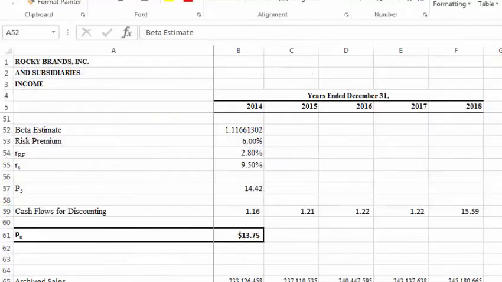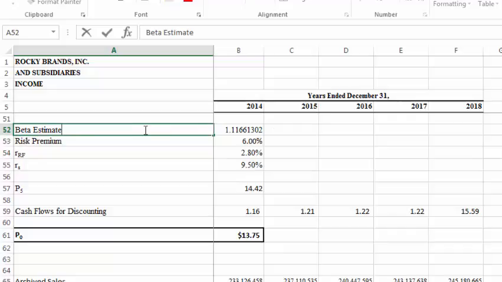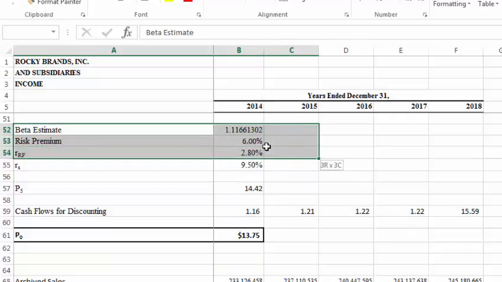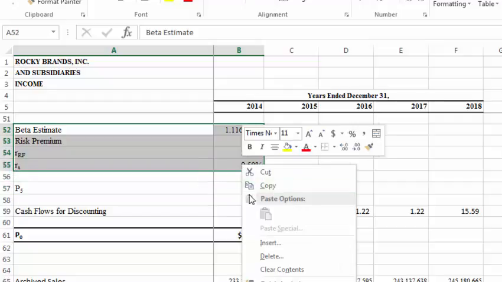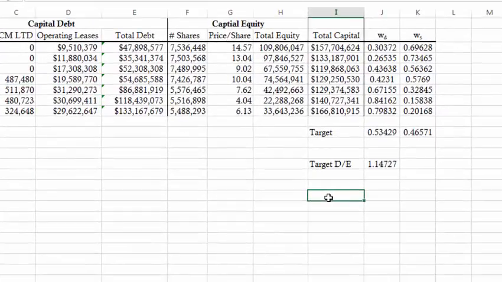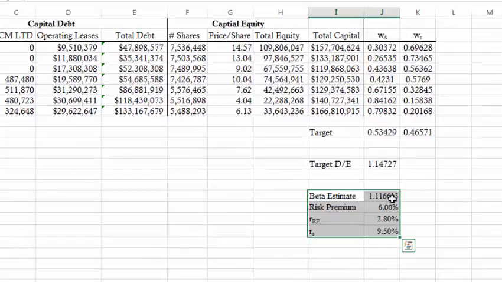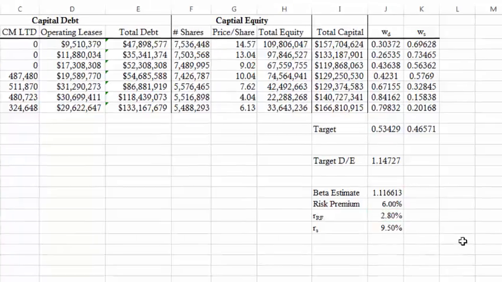Okay, I've gone back to the sheet where I valued my stock, because in so doing I had to bring over my beta estimate, my risk premium, and RF, and all of this jazz that I needed. So I'm going to copy these and bring them over to the sheet that I'm currently working on. I'm going to hit paste, and we're good to go, hopefully. So we have our R sub S right there, the 9.5%.